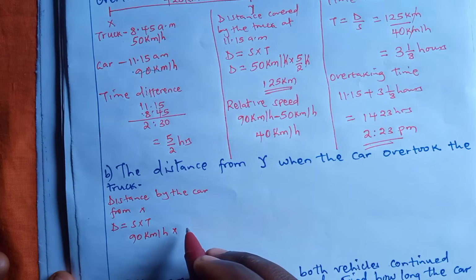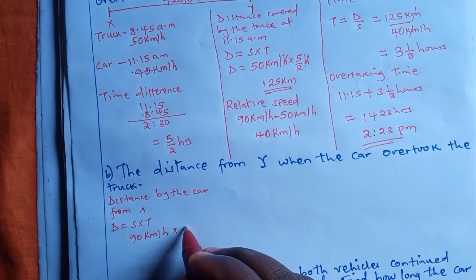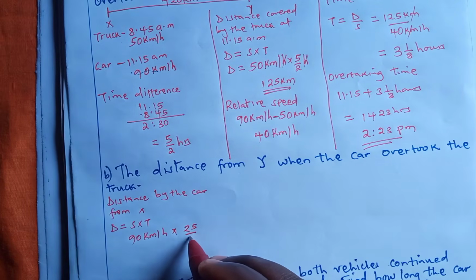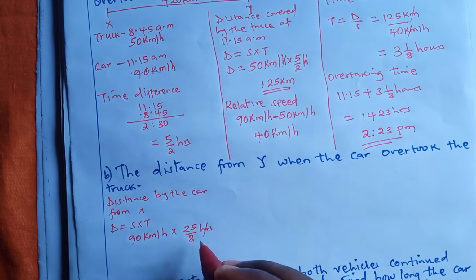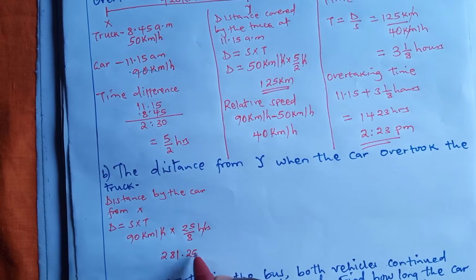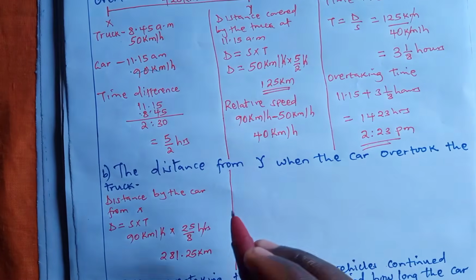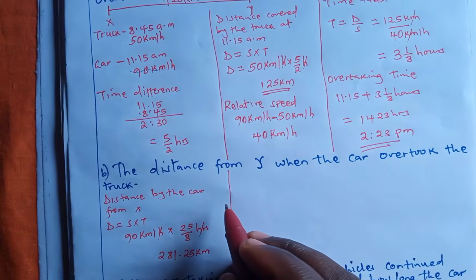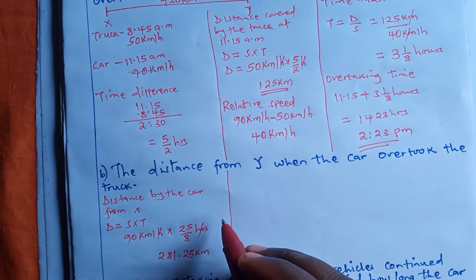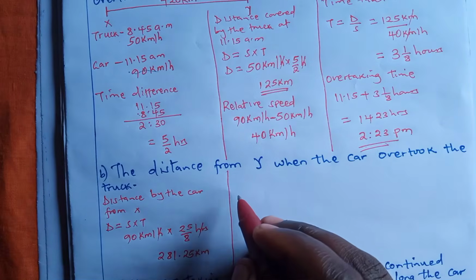That is 3 1/8 hours. If we convert that, 3 1/8 is going to be 25/8 hours. Then hours and hours will cancel. We get 281.25 kilometers. So that is the distance that the car traveled from point X at this average speed.